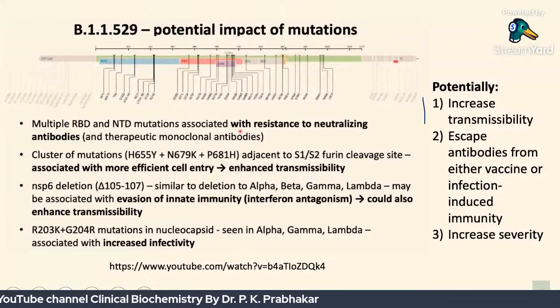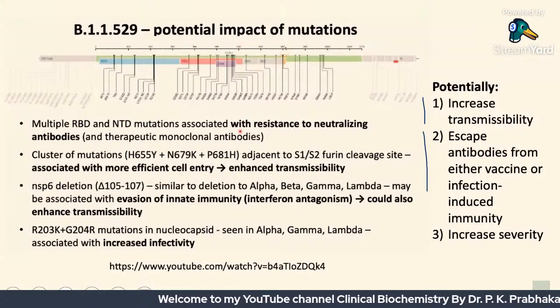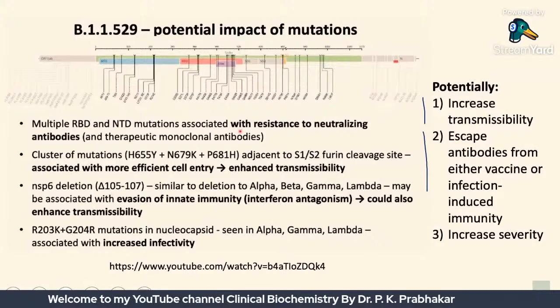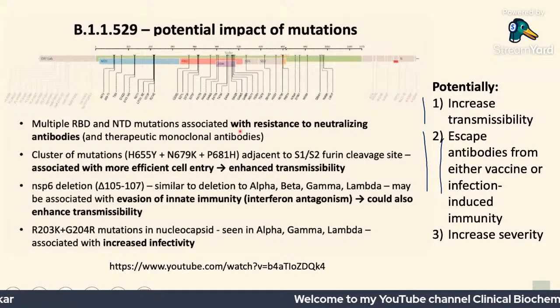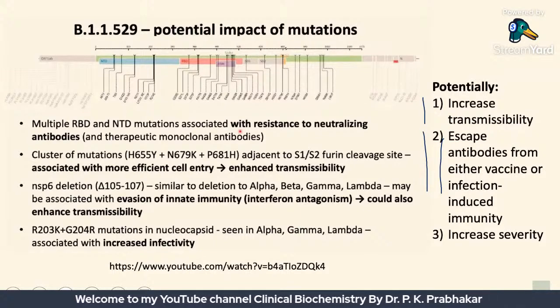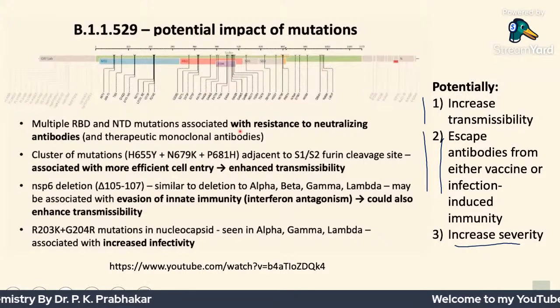Normally these mutations are going to increase the transmissibility. So the transmission rate of the virus from one host to a new, fresh host will increase, or the virus will escape antibodies from either vaccine or infection. Either you have actively produced antibody, or passively you have produced it because of the infection. So with both types of antibody production, the virus will escape from the antibody effect, and then it is going to increase the severity of the disease.